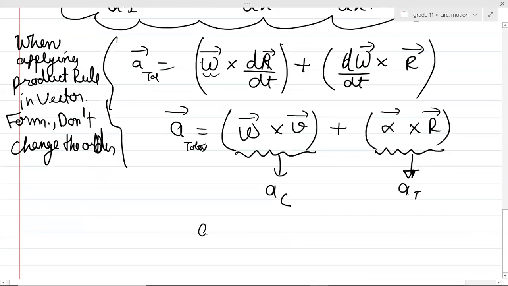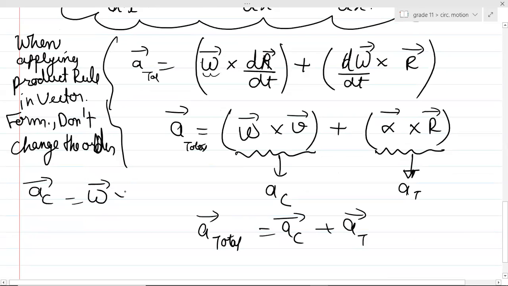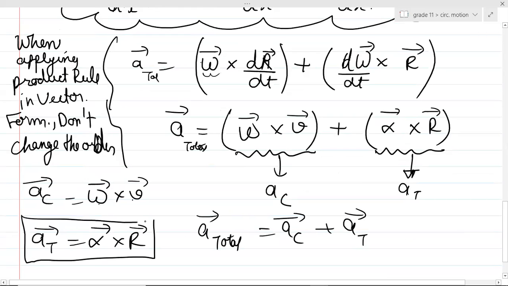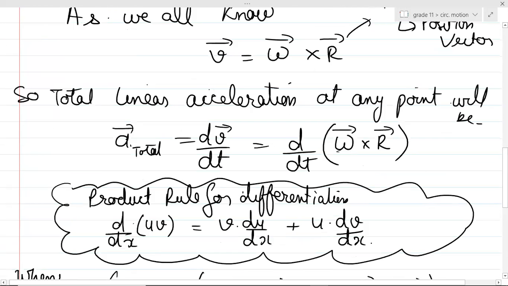So do you remember this? A total vector is basically AC vector plus AT vector. Do you remember this? What was AC vector? AC vector was equal to omega cross V. And please remember the angle between omega and V, how much? 90 degrees. And similarly, tangential acceleration is alpha cross r. Can you see from where we derived the formulas for centripetal acceleration and tangential acceleration? We derived the formulas from here.